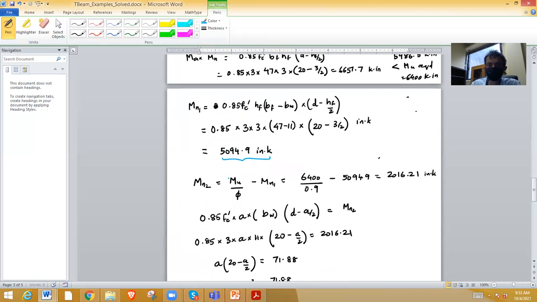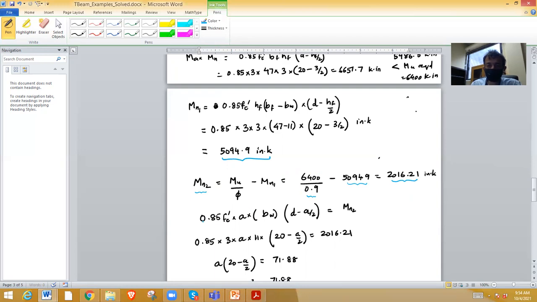5094.9 inch-kips. Now Mn2 required is Mu by phi minus Mn1, which is 6400 over 0.9. Like I said, always phi will be 0.9; we will check in the end. Minus 5094.9, so 2016.21 inch-kips. So we know the Mn2 value.